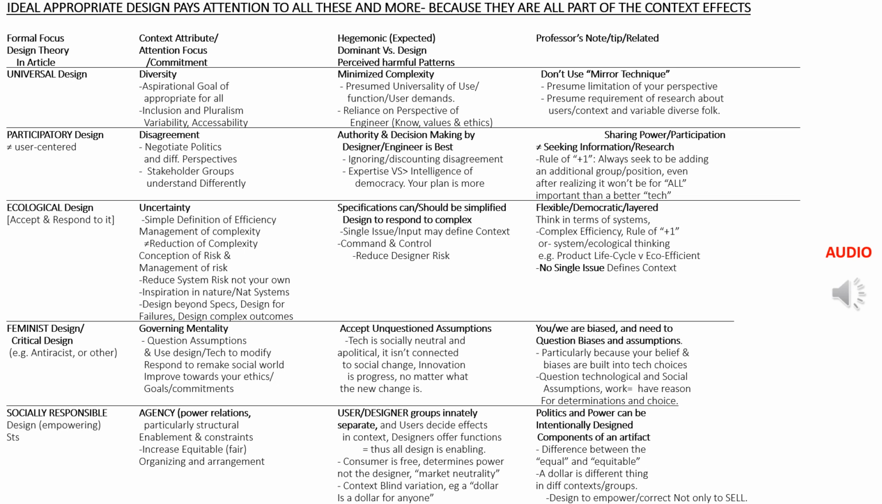So for instance, universal design maximizes attention to the diversity of the human experience and variation in human abilities, and that's very different from the goal of minimized complexity that is central to what's called elegant or streamlined design in hegemonic design. Participatory design, which is looking at disagreement, the negotiation of different politics between different groups, centers on one kind of politics between the designer and the user.